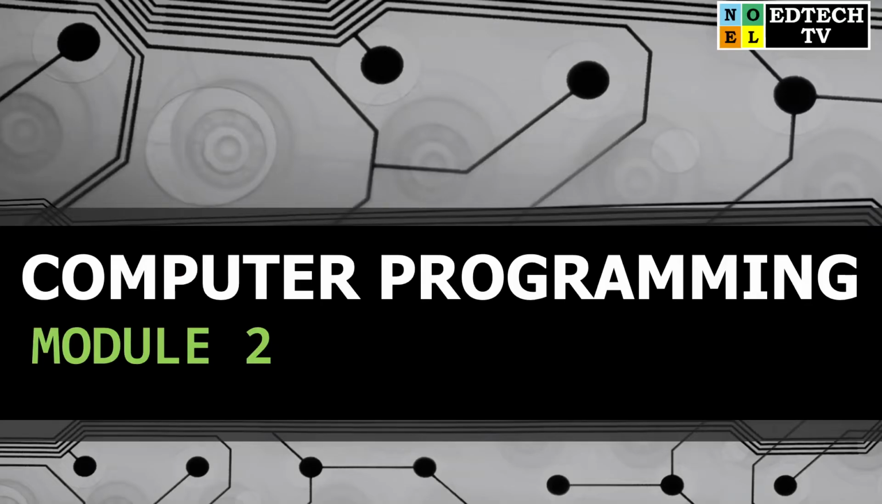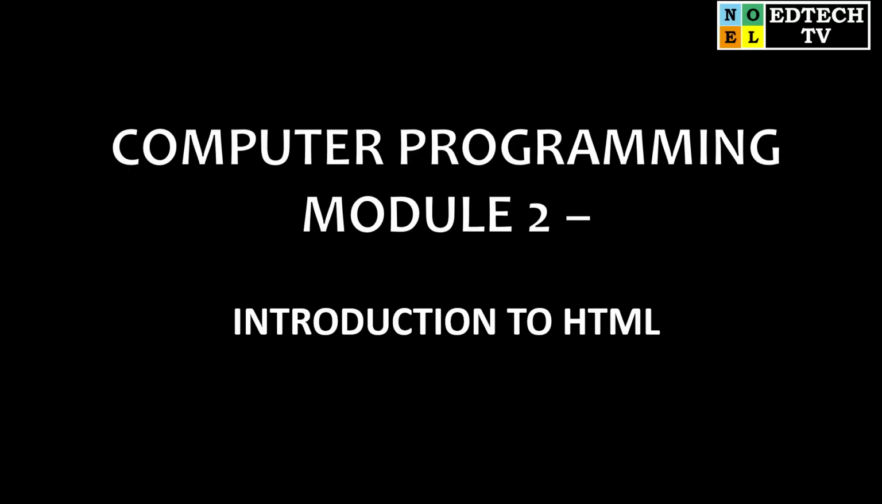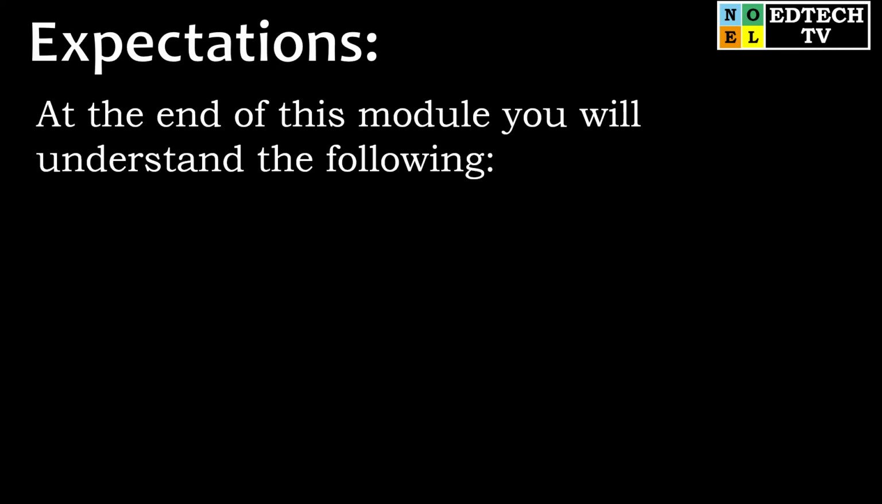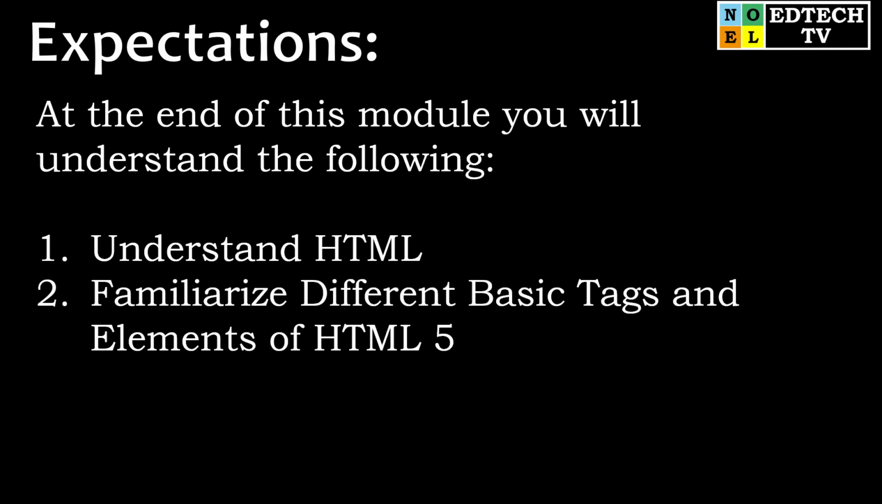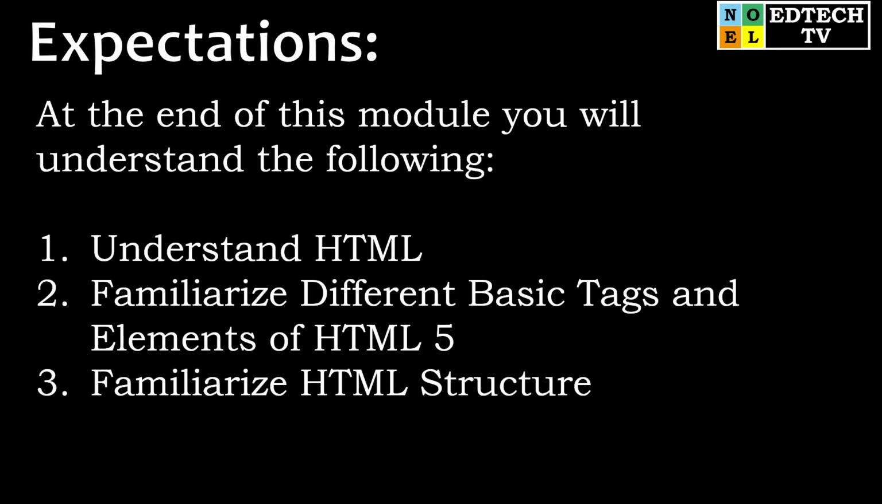Computer Programming Module 2: Introduction to HTML. At the end of this module, the learners will understand the following. First, understand HTML. Second, familiarize with different basic tags and elements of HTML5. And number 3, familiarize with HTML structure.